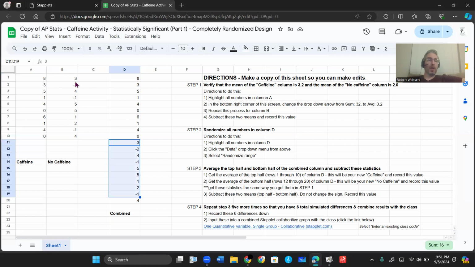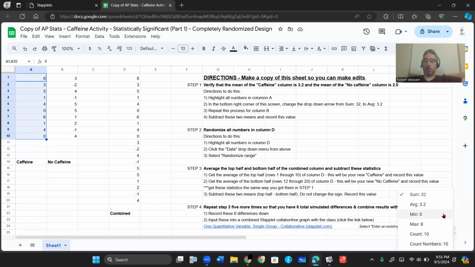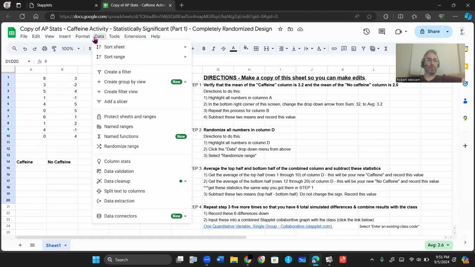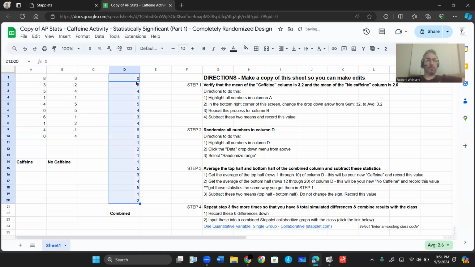What we're going to do is take the numbers here. We're going to verify first that these averages are what they say they are. Notice that if I highlight these numbers, that is an average of 3.2. If I highlight these numbers, it should be an average of 2.0, and it is. So now we're going to highlight these 20 stacked numbers, and we're going to randomize them. We'll do that by going to Data, then Randomize range. Now notice that the numbers are in a random order.